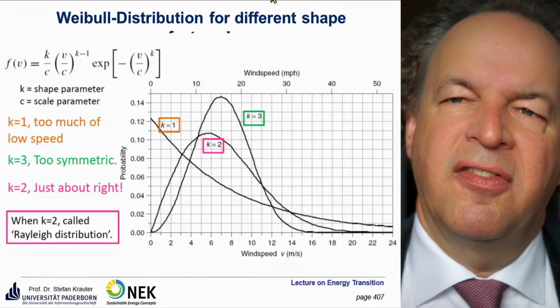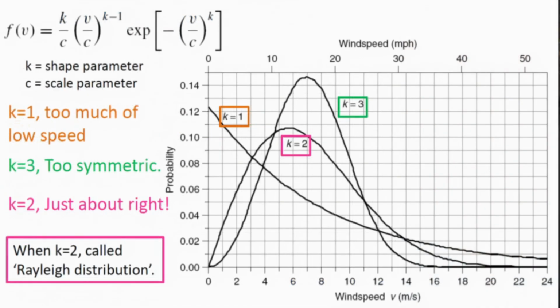Here you see the effect of k. So as I mentioned, k equal to 2 is very typical. So this is here in the rows. Here k is equal to 2, Rayleigh distribution. If you go to k is 1, then we have too much of low speed. If you go to k is 3, it's getting quite symmetric. These are the different Weibull distributions and the shape factor as a function here.